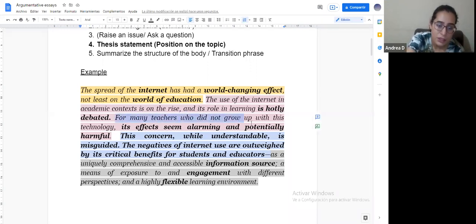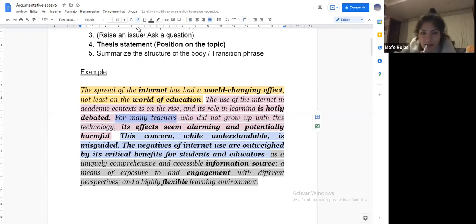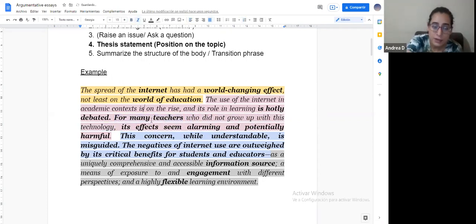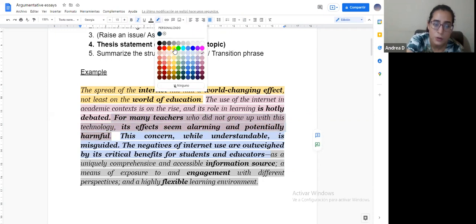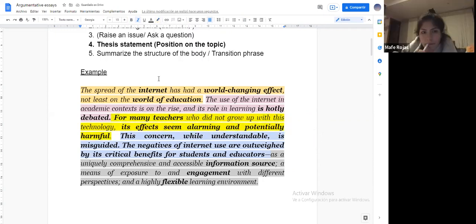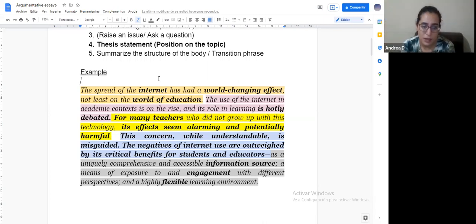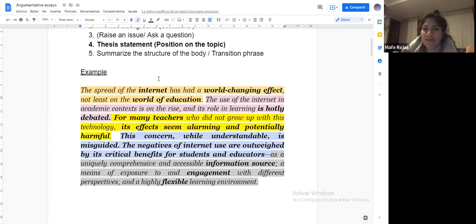In this case, for example, this author is saying, okay, so for many teachers, the effects of the internet are alarming and harmful. So that's the problem for the author, because the author doesn't think this way. The author thinks that they are not alarming and they're not harmful. They're actually beneficial. So this is the problem that he's trying to solve, to counterclaim, to kind of oppose. So for many teachers, its effects seem alarming and potentially harmful. However, they are not. What? You don't specify what.